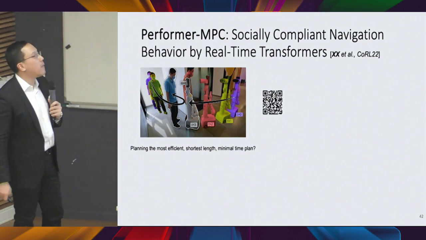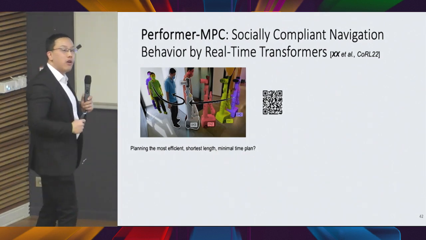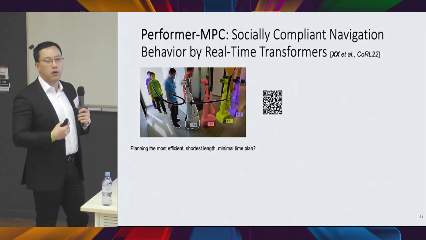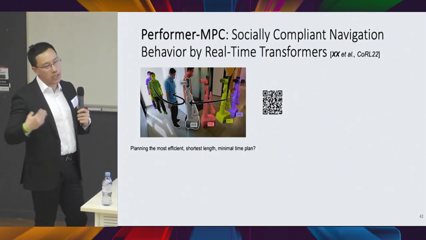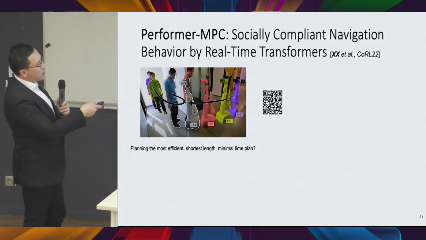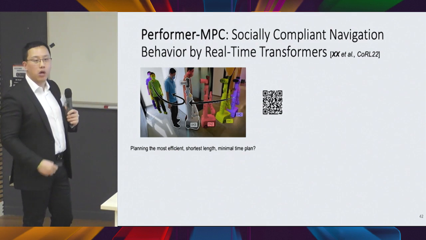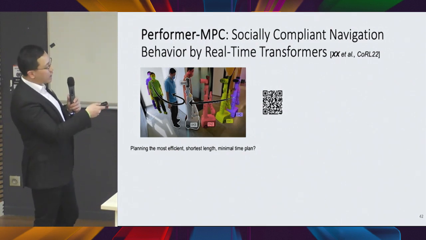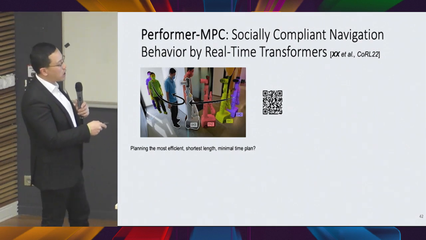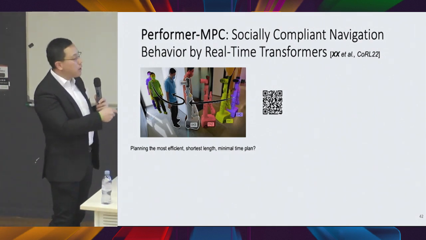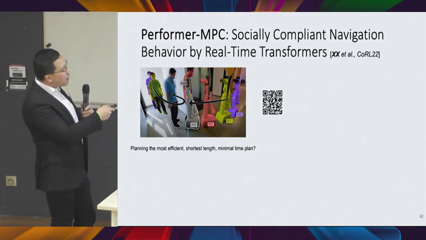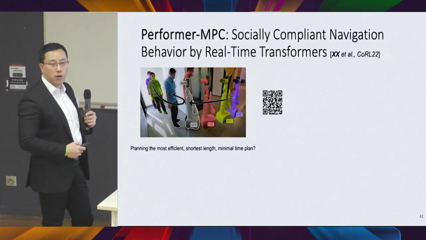So first work, Performer MPC. Thanks, Chris, for already introducing MPC, right? Model predictive control. You have a cost function you design, and you try to minimize it using some algorithm. That's what Chris designed, a regular MPC setup. This is what a regular MPC setup will give you during a social scenario, for example this blind corner. The regular MPC will plan the most efficient, shortest path, and minimal time plan to cut through this blind corner, without anticipating that there may be some human on the other side, risking bumping into the human.